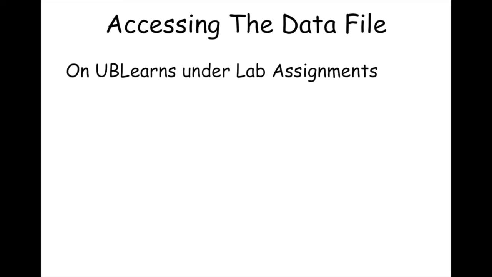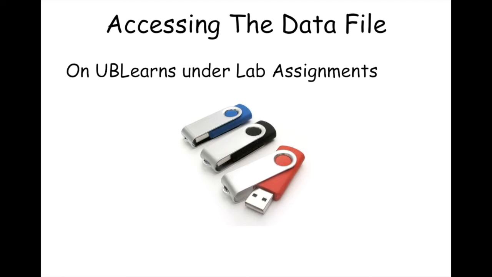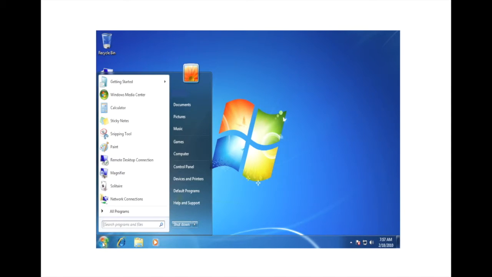Before launching SPSS, make sure that the data file is accessible. The file resides in UB Learns in the Lab Assignments folder. The easiest way to access it is to copy it to a thumb drive and bring the thumb drive to lab. SPSS runs on the Windows platform in our computer lab.